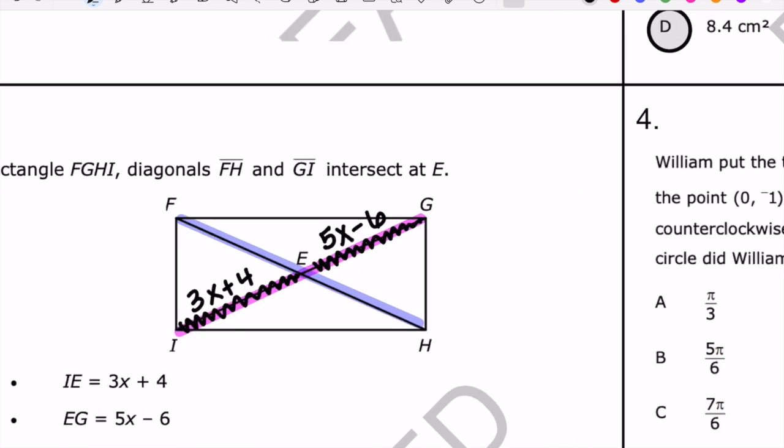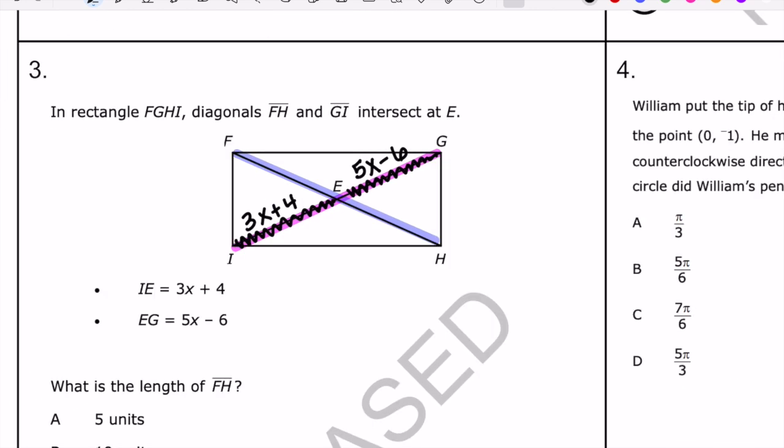Now, because they're intersecting in a rectangle, you should be able to see that those two sides are equal to each other. So E to I and E to G, they're the same in length. They're congruent. So what I can do is set these equal. Now the question says that they want us to find the length of F to H. So F to H was actually what I highlighted in blue here.